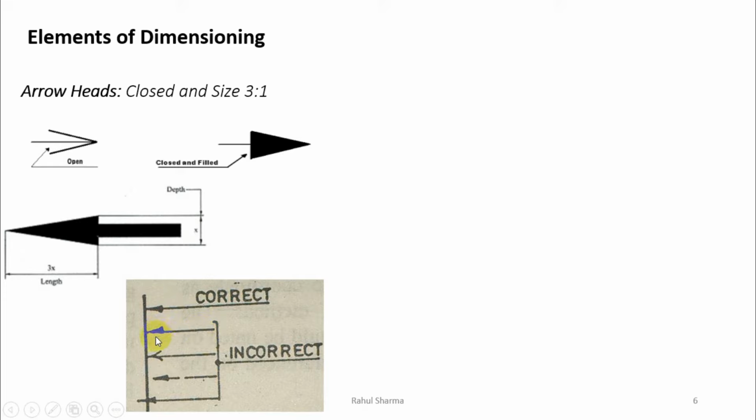The lower part of this arrowhead is not present, so this is wrong. And then the next one is an open arrowhead, that is why it is incorrect. And the next one does not have its corner on the extension line. And in the next one, the arrowhead has crossed the extension line, so that is why it is incorrect.